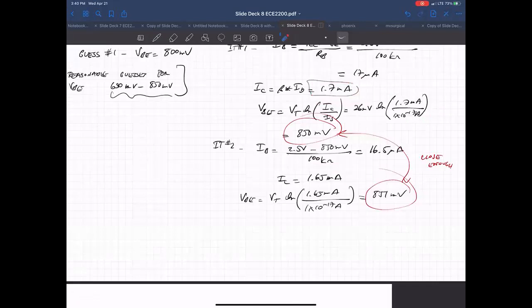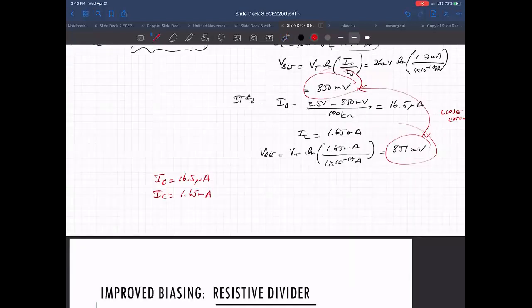and now we also have VBE being 851 millivolts, and we have to double check our VCE to make sure we're in forward active. So that's the equation where VCE is this one. So it's 2.5 volts minus ICRC. So it's 2.5 volts minus 1.65 milliamps times a kilo ohm. Yep. And that gives us 850 millivolts for VCE.